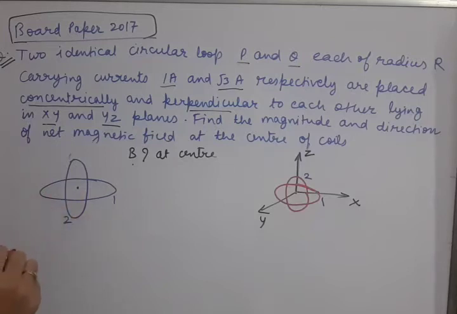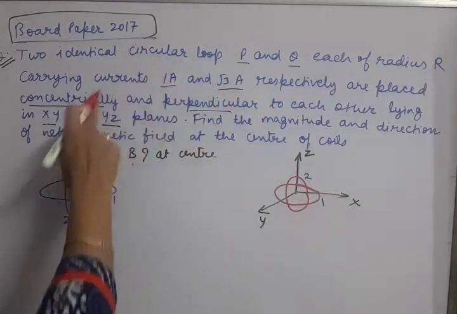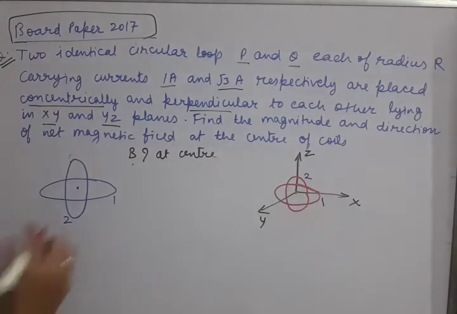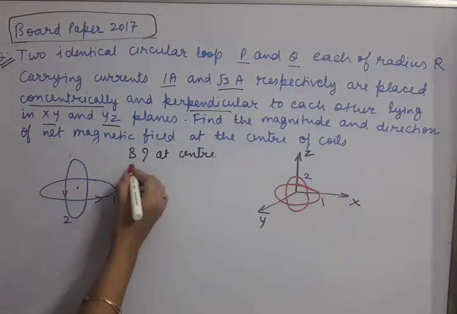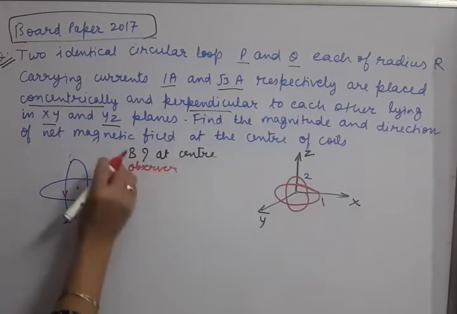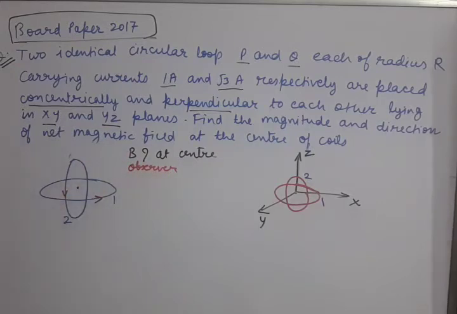For the magnetic field, we need to find the individual magnetic fields: B1 for this coil, B2 for this coil. But for that we need the directions of the currents. In the question the directions are not mentioned, so we will take the directions. Suppose we take the directions like this, for an observer standing in front, on this side. Now according to the direction of the currents, we have to find the magnetic field directions, B1 and B2.